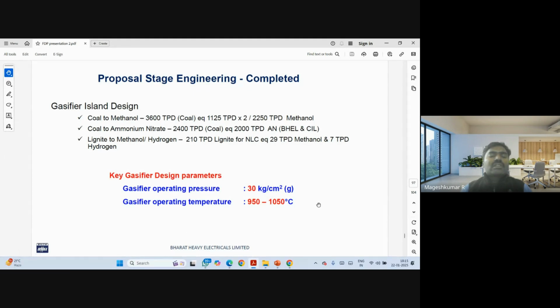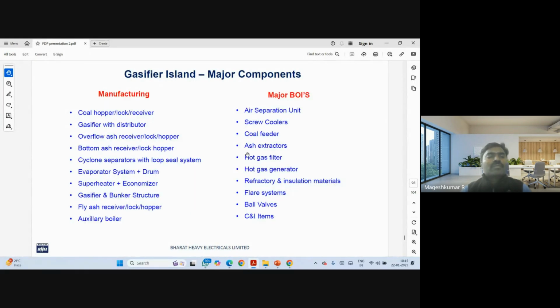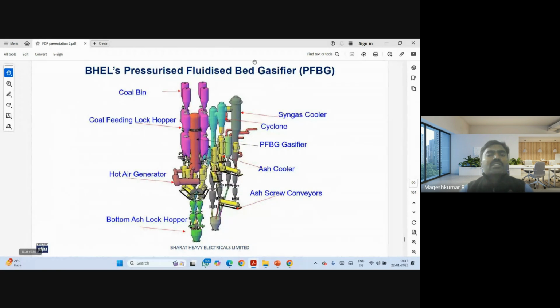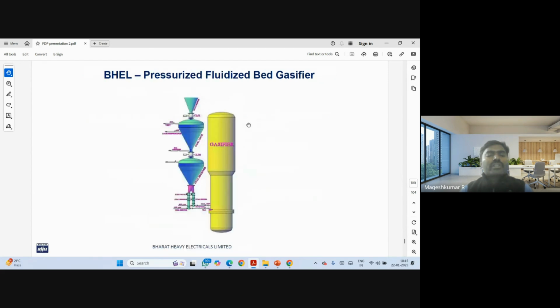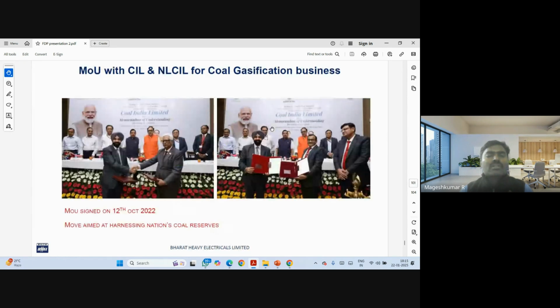Our BHL gasifier works at 30 kg pressure and the operating temperature is 950 to 1050 degrees Celsius. So these are the manufacturing and major equipment in the gasifier island. Various components have been notified here. This is a BHL gasifier which is indigenously developed and patented, shown here. This is a BHL pressurized fluidized gasifier alone. This is how coal is being fed.